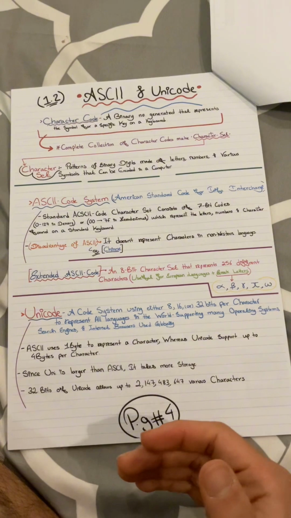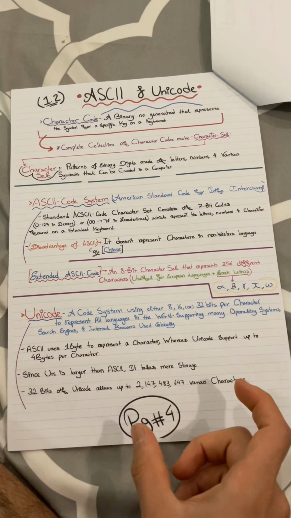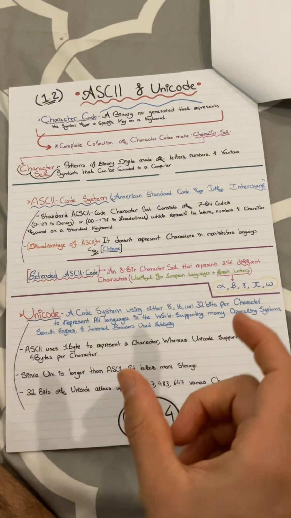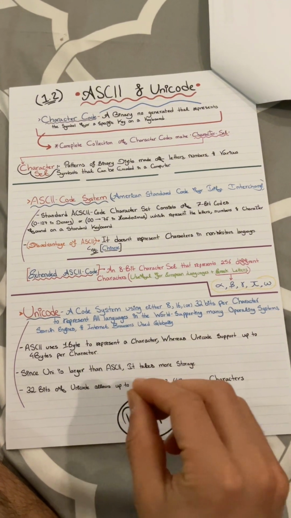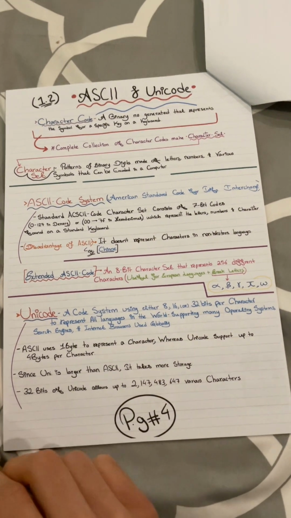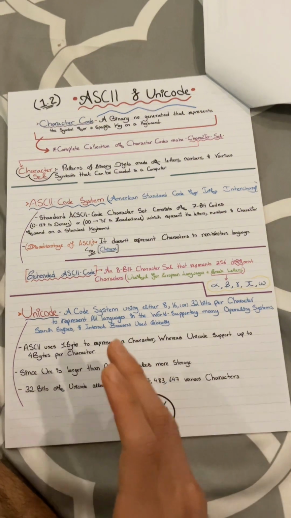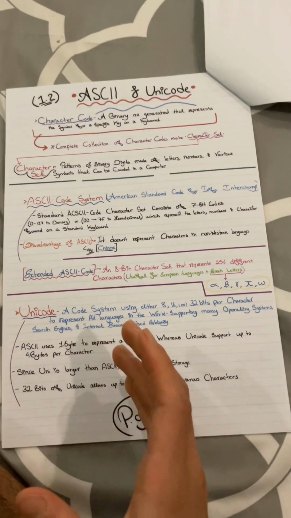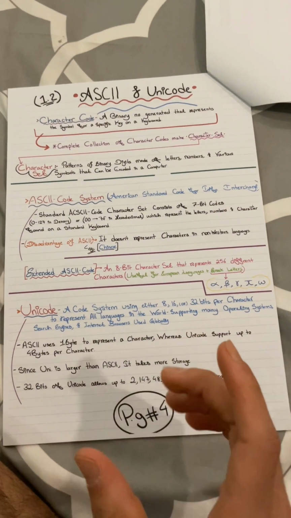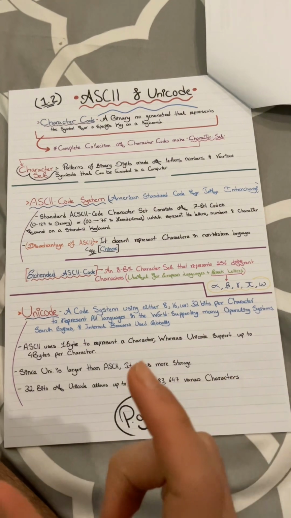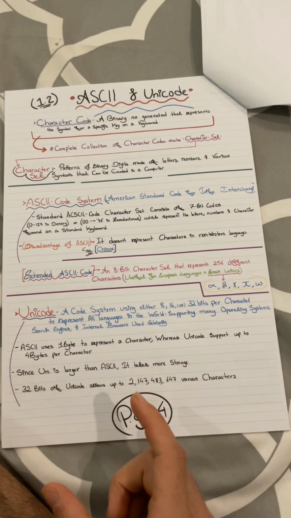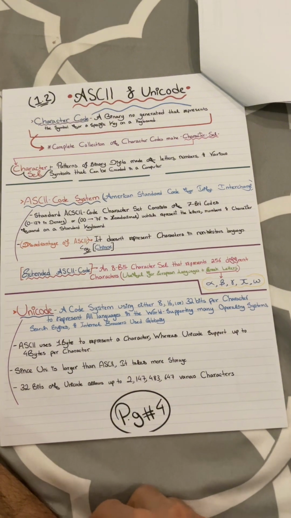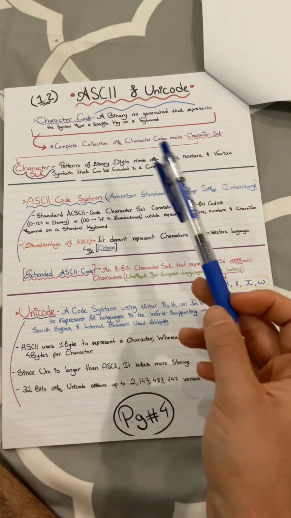So when you press a letter on the keyboard, a binary number is generated for the letter that you pressed, and for each letter that you press, there is a binary number that is generated, okay? In that case, the character code is that binary number that is generated for a specific key on the keyboard. It is a complete collection of character codes, and it makes a character set.